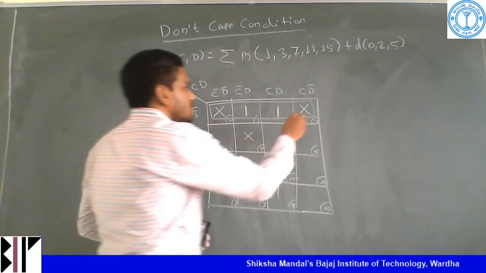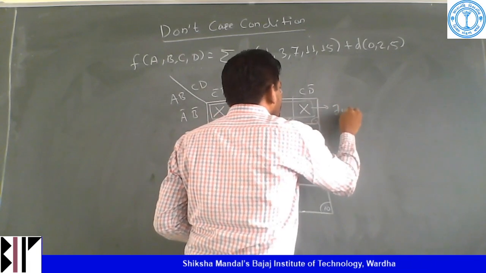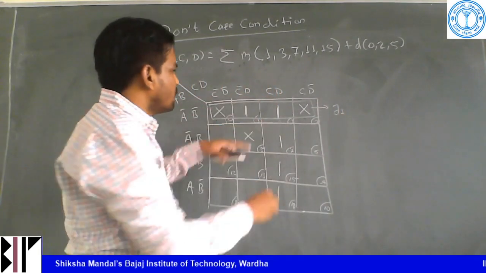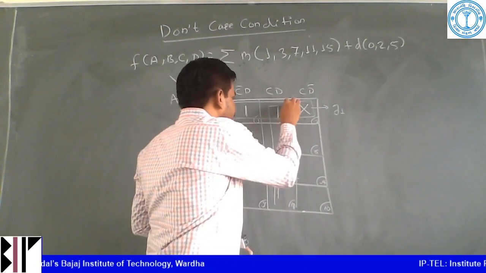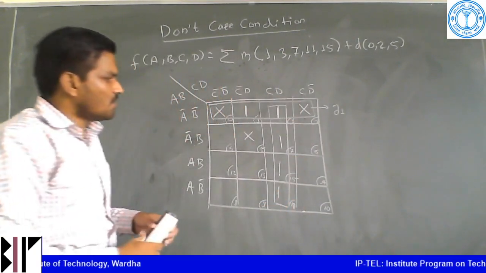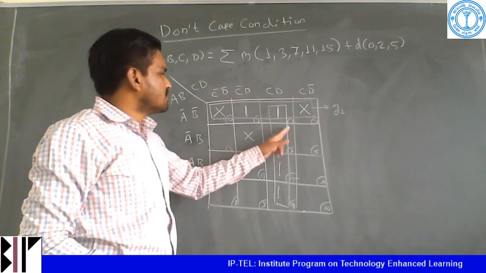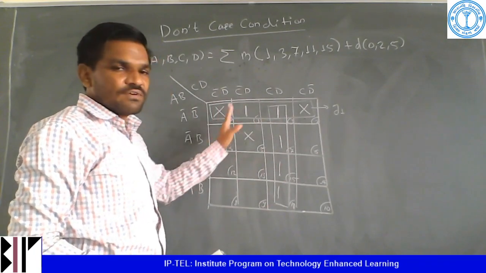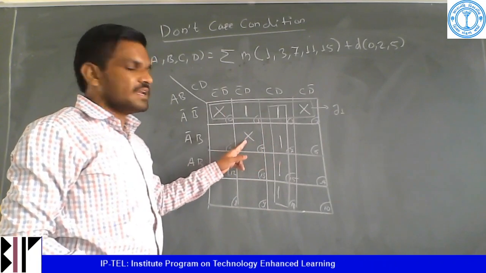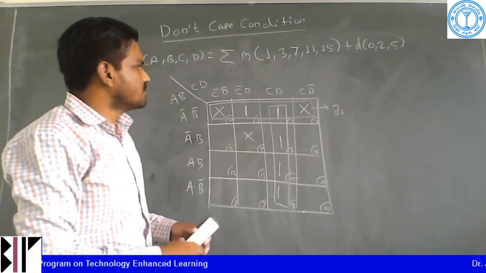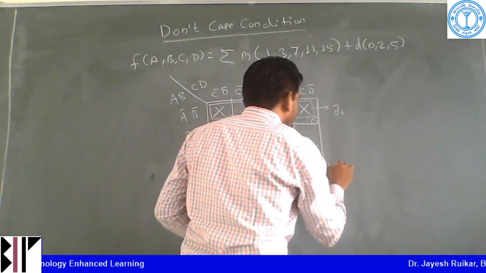Okay, and this is my group one, and this is my group one. Now this is again four ones. Now what is left? This don't care. We cannot consider this because all ones are occupied. Now we can ignore this cross mark. This is a don't care condition. So this is again my group 1 and group 2.